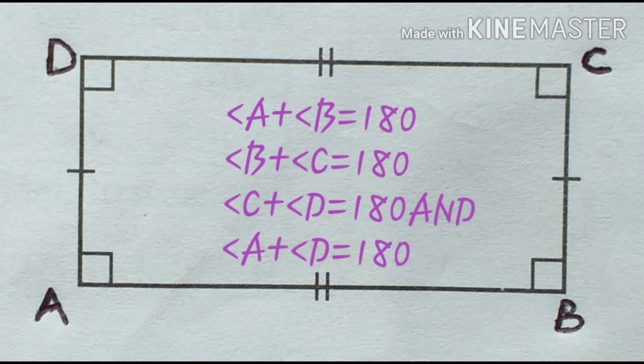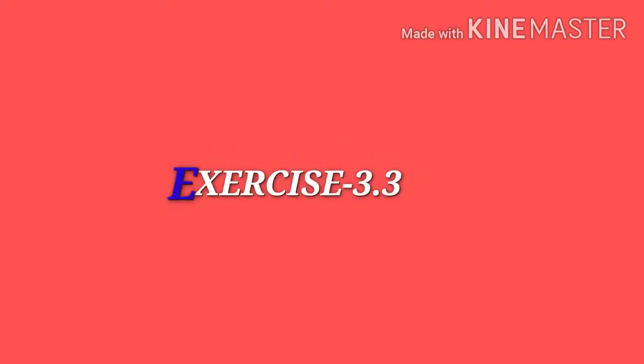Any adjacent angles of a parallelogram, if you add them, will get 180 degrees. This you have to remember. Now likewise we'll do exercise 3.3. Just look at here, exercise 3.3.